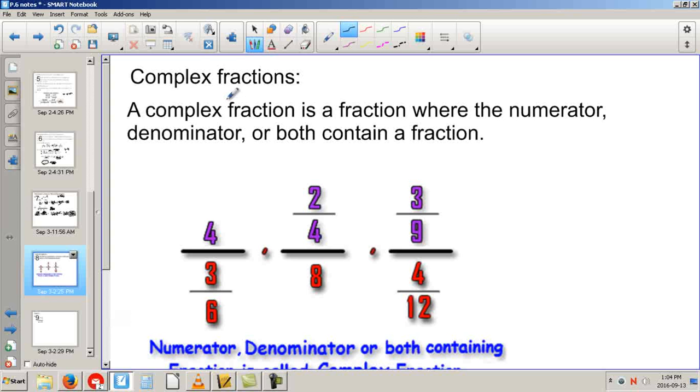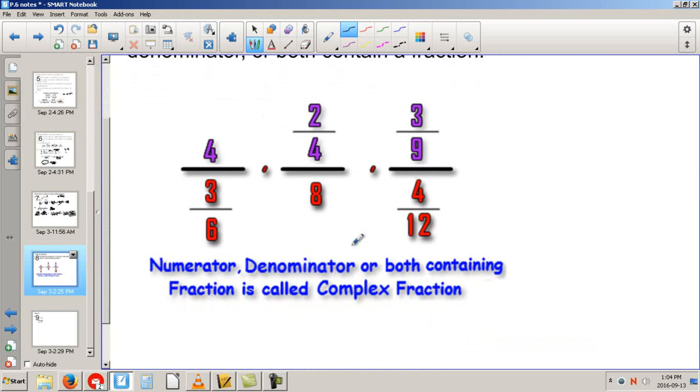We have complex fractions, and what we're talking about is fractions within fractions. Okay? So here's an example: 4 divided by 3/6, or 2/4 divided by 8, or 3/9 divided by 4/12. All of these have fractions built inside of a fraction, and so they're called complex fractions. Now, for simplifying, typically what we do is we say multiply by the reciprocal, times 6 over 3, or times 1 over 8, or times 12 over 4. And on simple things like this, this works so well. That's all we really need to do.